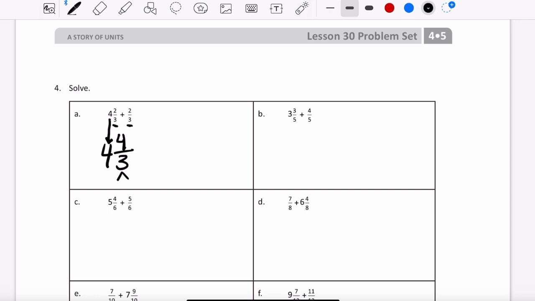4/3 is improper, so we have to change it to a mixed number. So we know we can make 3/3 and have 1/3 left. So when we put 3/3 plus our 4 wholes, we now have 5 wholes and 1/3 is left.